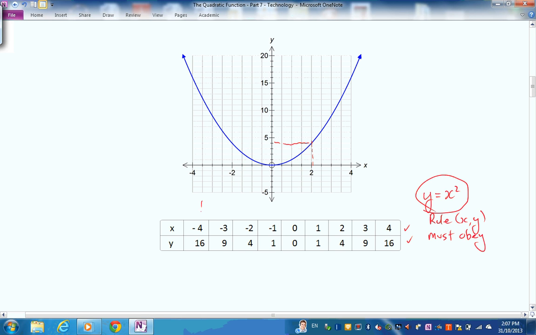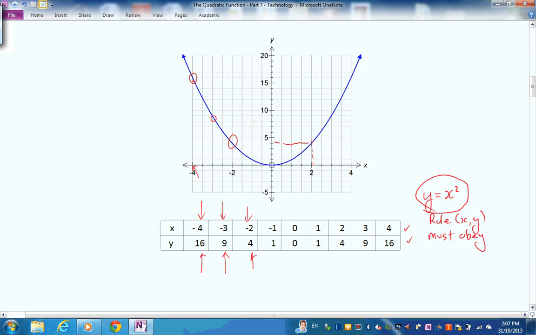So let's put in an x over here. Let's put in negative 4 into x squared. Negative 4 times negative 4 is positive 16. We would then go to negative 4 and plot positive 16. Can you see what we could do? Put in negative 3, square it. Negative 3 by negative 3 is 9. Plot the point. We could track this curve right out by the rule or the formula.